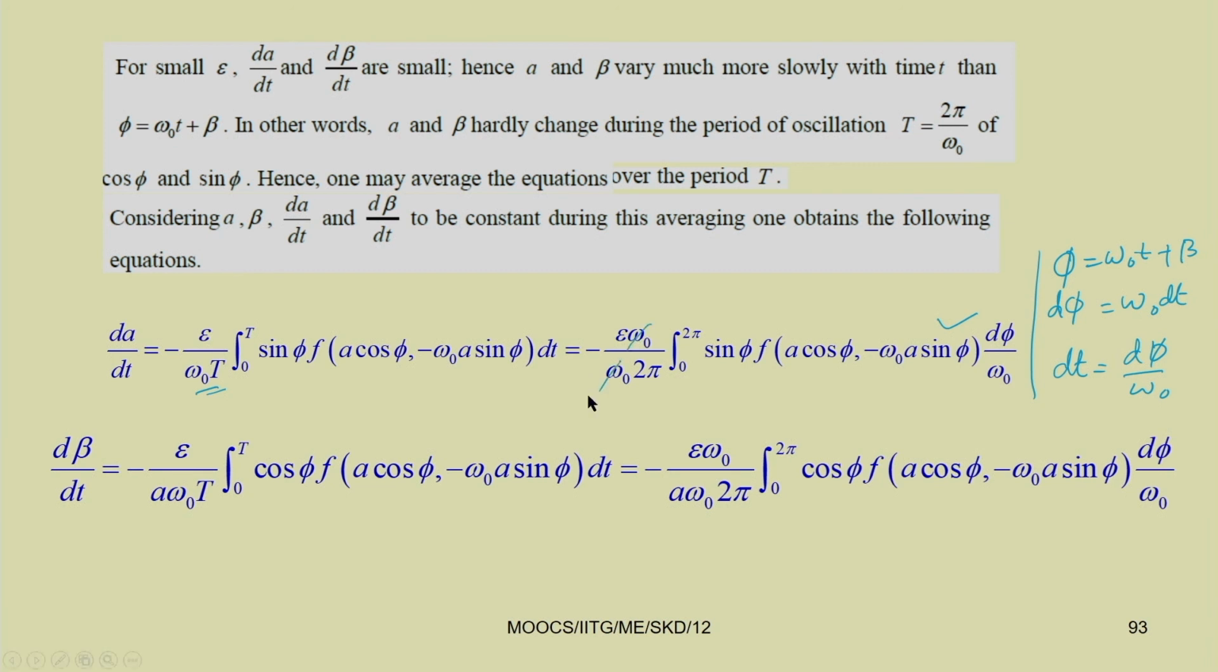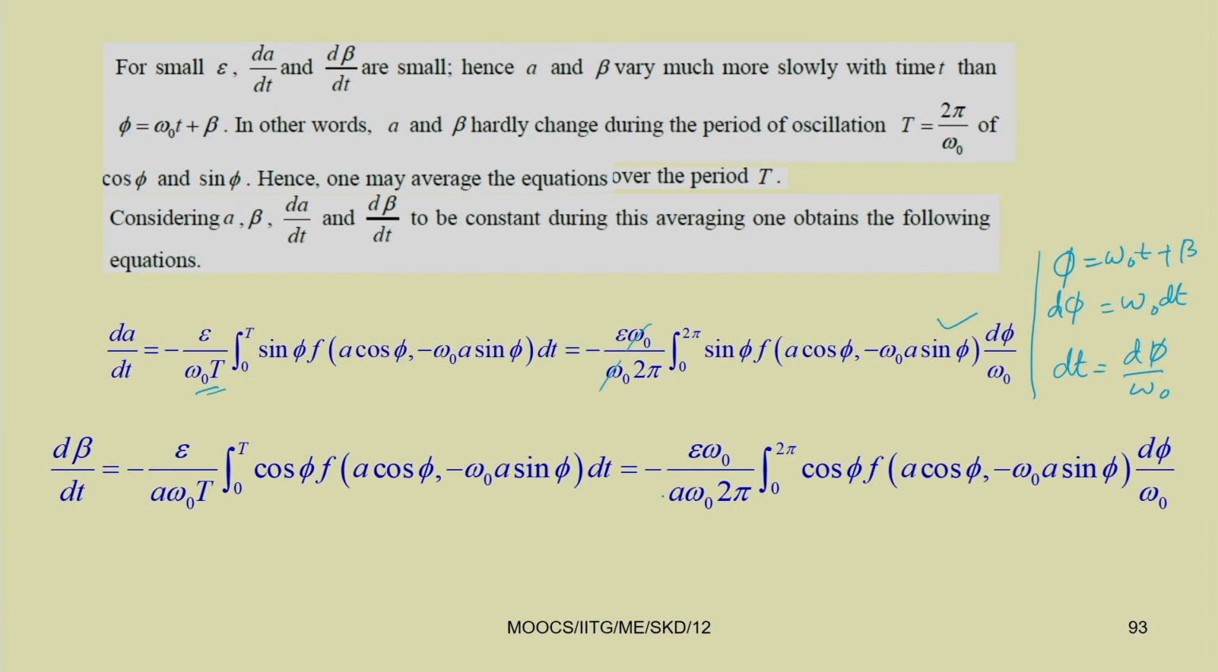Similarly, d beta by dt can be written over a time period as minus epsilon by a omega 0 T, where T is divided and then it is integrated from 0 to T of cos phi f of a cos phi minus omega 0 a sin phi dt.